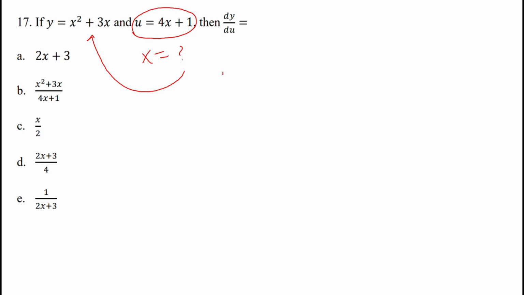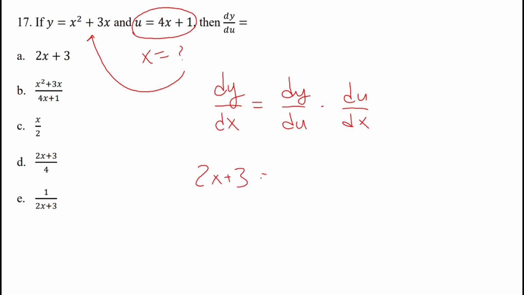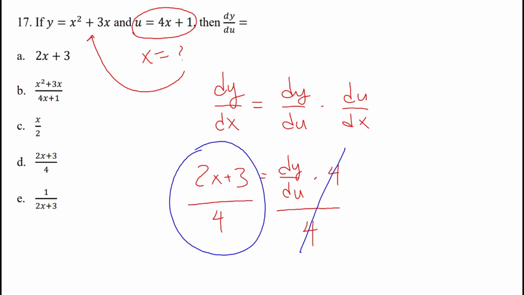But since I know these things are related, I can remember the chain rule, right? dy dx is the same as dy du times du dx. And it should be really easy for me to find dy dx and du dx, because I have those functions, right? I have y in terms of x, so its derivative is 2x plus 3. I don't have dy du, that's what I'm looking for. But I do have du dx, right? If I have u equals 4x plus 1, du dx is just 4. So divide both sides by 4, and you get dy du is equal to 2x plus 3 over 4, which is answer choice D.